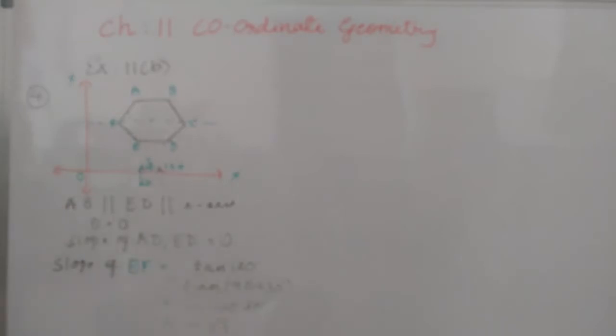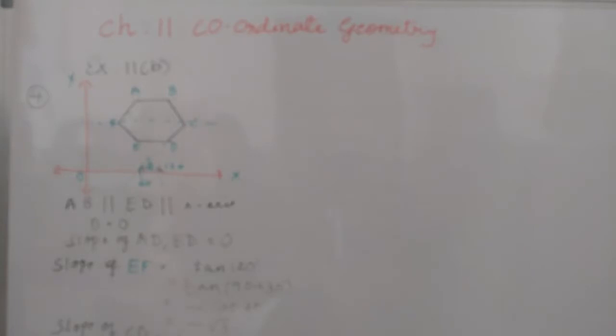Okay. Then next is slope of CD. So slope of CD is equal to tan 60 degree, and that is root 3. Okay, so CD slope we have written, and EF we have written.